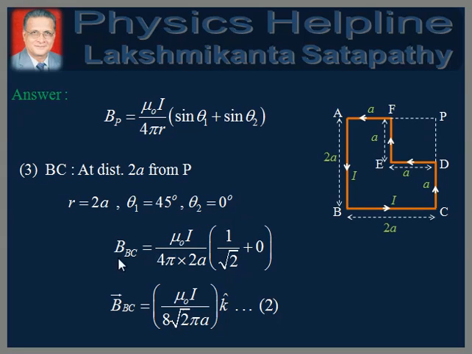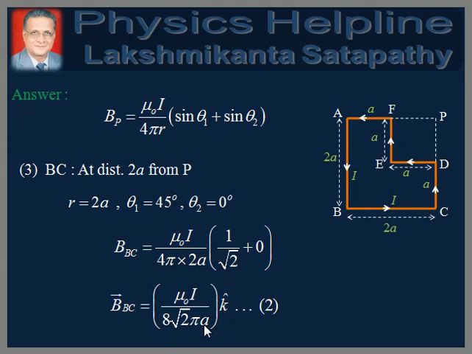Therefore, magnetic field B_BC, the magnetic field produced at P due to the wire BC, is equal to mu 0 I by 4 pi into R is equal to 2a whole into 1 by root 2, that is sin theta 1 plus 0. Again we get B_BC is equal to mu 0 I divided by 8 root 2 pi a.